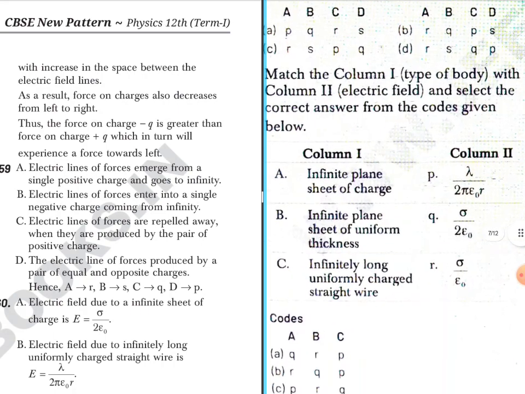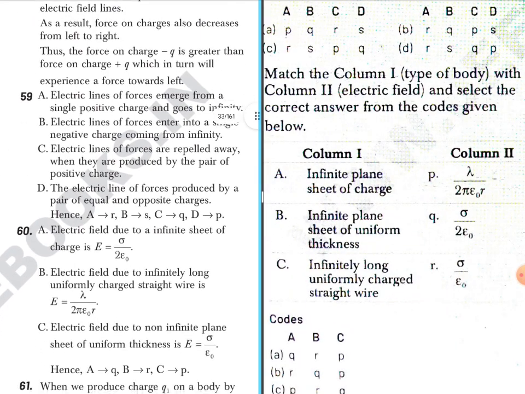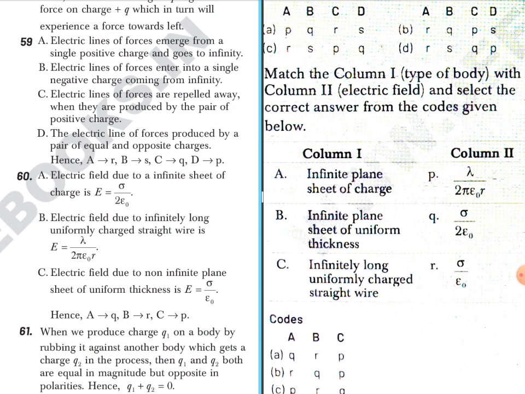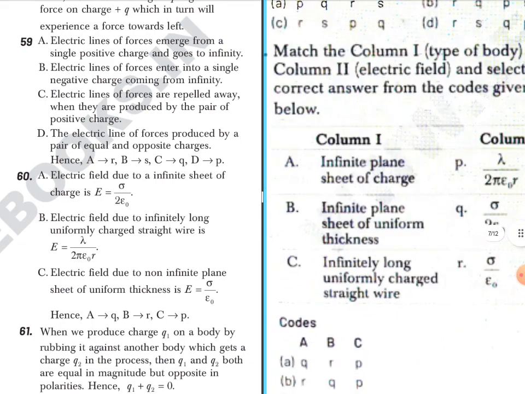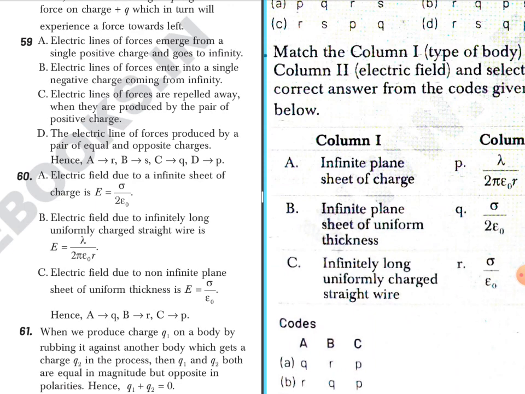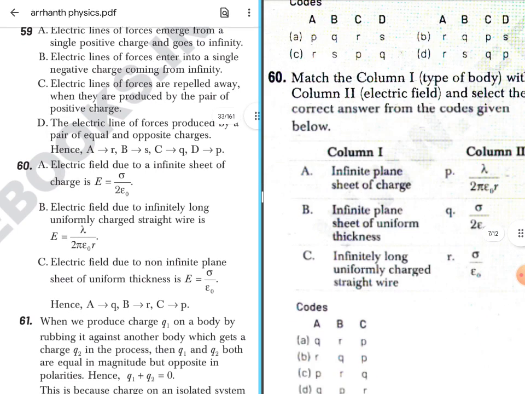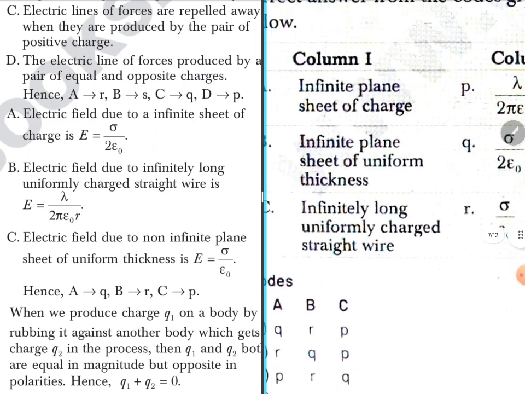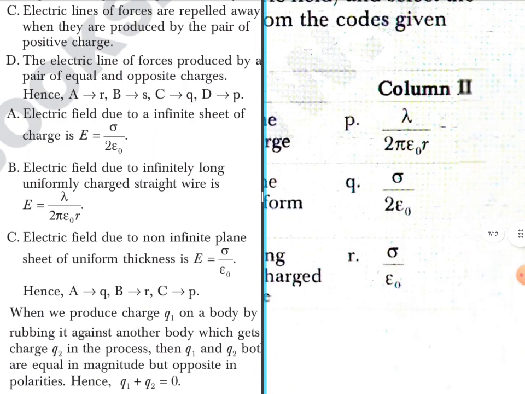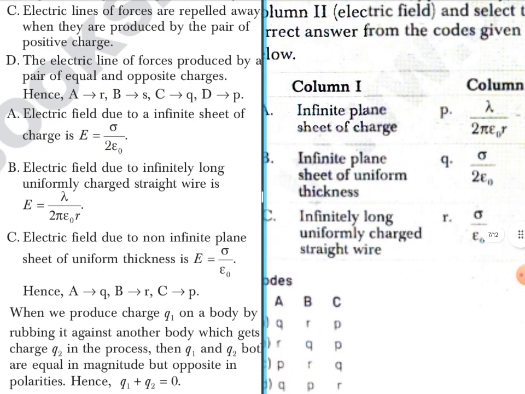60th question. The 60th question itself is incorrect. In any case, what is correct we'll answer. Infinite plane sheet: it will be sigma by 2 epsilon naught. So that will be A is Q. An infinite plane sheet of uniform thickness, that we don't know, the B. Actually, when I did the answer, it was talking about a non-infinite plane sheet. B is talking about the electric field due to a long wire. The electric field due to a long wire is lambda by 2 pi epsilon naught r. These two we are clear about, we can mark those.